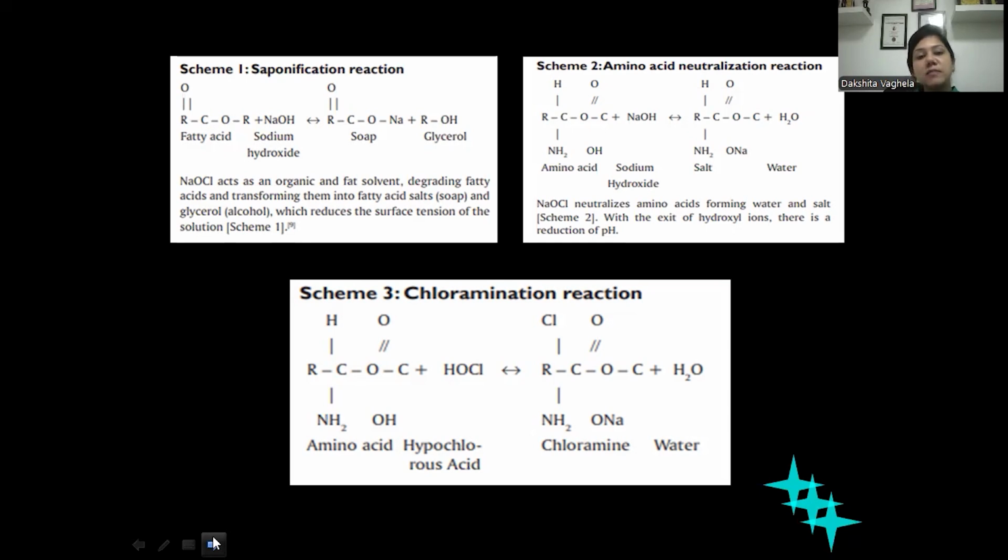Saponification is basically soap formation, right? The sodium hypochlorite will act on the fatty acids and form soap and glycerol. In amino acid neutralization, it is acting on the proteins. The amino acids will produce hydroxyl ions, which will lead to a change in the pH. And then we have the chloramination reaction. When hypochlorous acid is formed, it reacts with the amino acids and leads to the formation of chloramines and water.